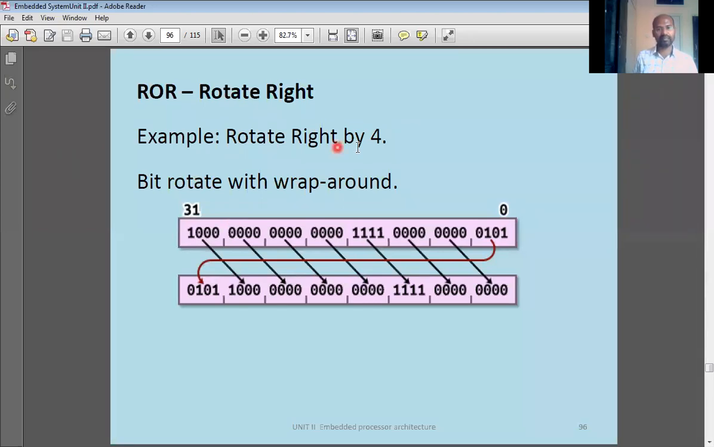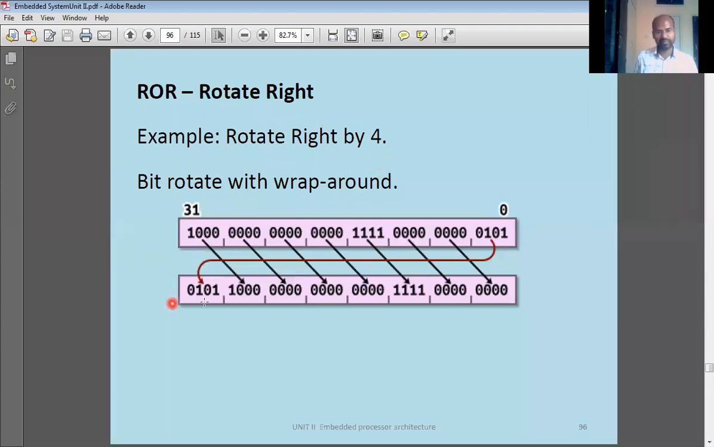Example, rotate right by 4, bit rotate with wrap around. In rotate right, all the bits will be rotated by how many bit places? Here we specified 4. So 4 bit places will be rotated. Means these 4 bits will come here, and these 4 bits move around and occupy the MSB place.